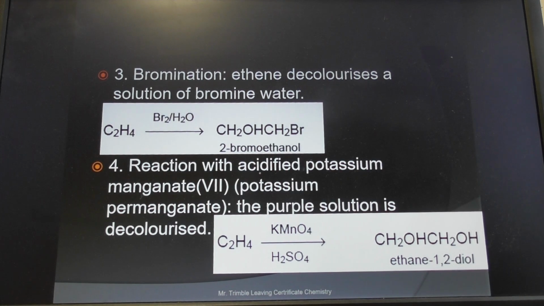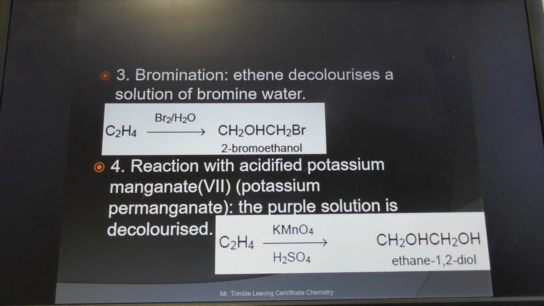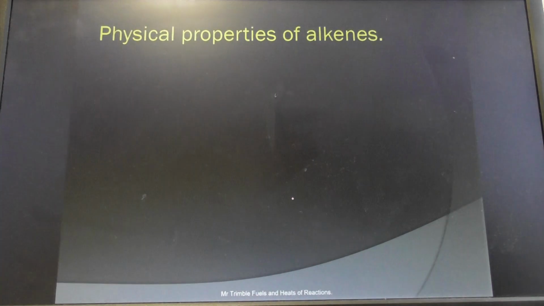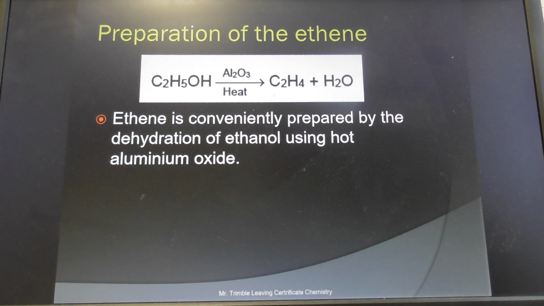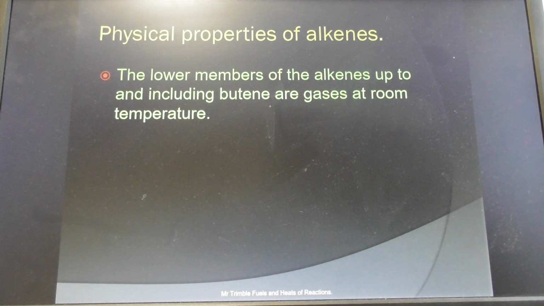And the reaction with potassium manganate, I wouldn't worry too much about this. It is oxidized, effectively; potassium manganate is an oxidizing agent. Worry about that more when we study oxidation agents. It's convenient, we've talked about that already. It's a dehydration reaction of ethanol, and ethanol is the one. Alcohols are an organic family as well, just like the ones we're studying at the moment, alkenes and alkanes. But ethanol is a member of the alcohol family.